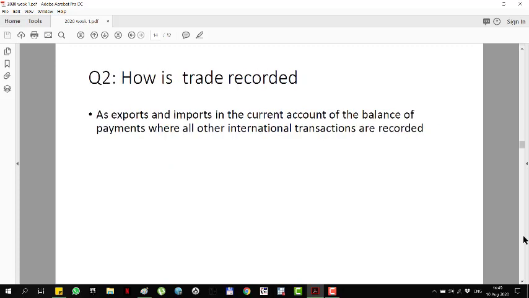Moving on to the second question: how is trade recorded? It is as simple as this. Exports and imports are recorded in the current account section of the balance of payments, where all other international transactions are recorded. We don't need to hop into the accounting and finance side. We're more concerned with how this relates to growth and country development.